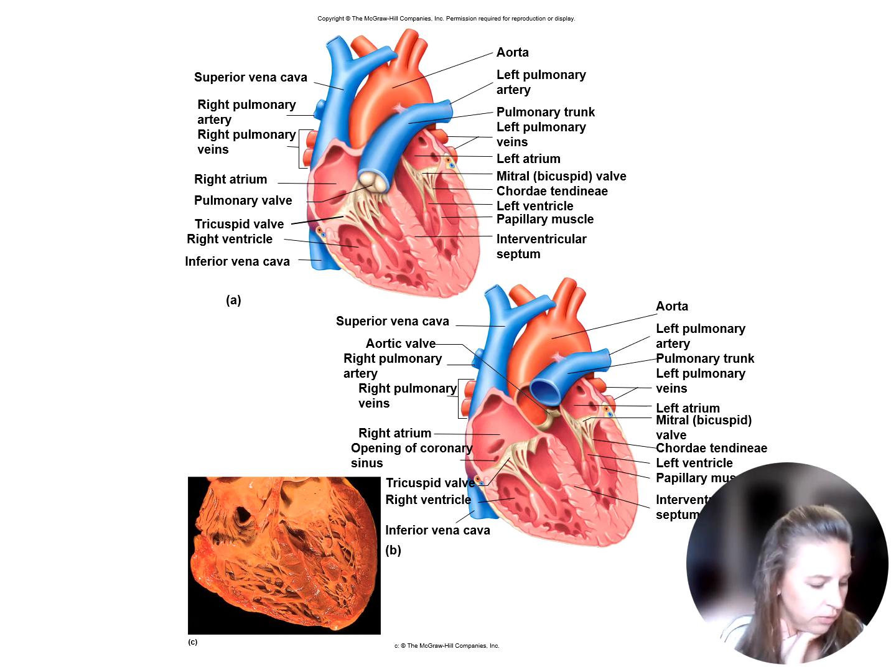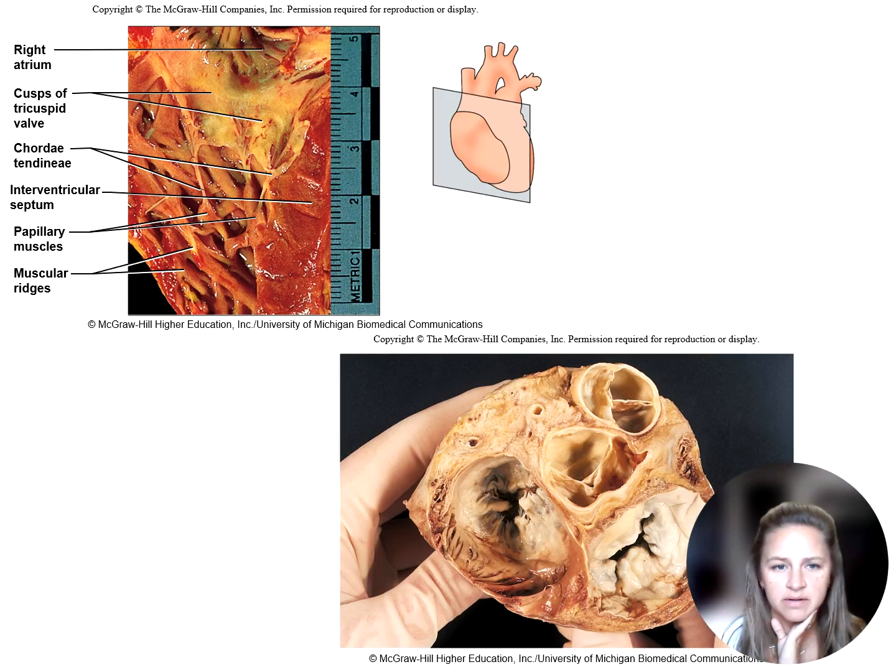So the chordae tendineae, there's a better picture of it here. The chordae tendineae, these are the cords that are pulling the doors or the valves shut as the blood is flowing through.